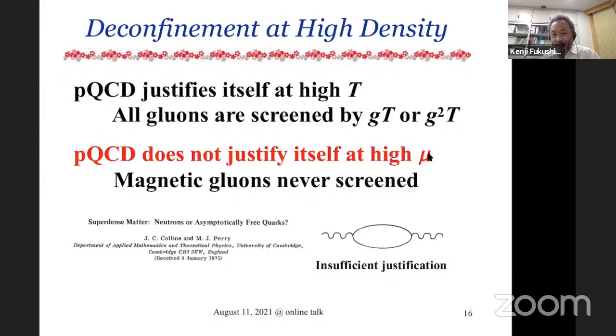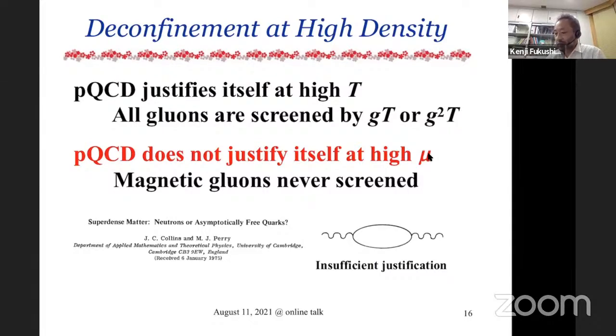I mean, at high temperature, PQCD should be the correct description because if you go to higher and higher energy, asymptotic freedom means that you have smaller and smaller coupling, and so the weak coupling perturbative calculation should be a better and better approximation. However, at high density, that is not necessarily the case.